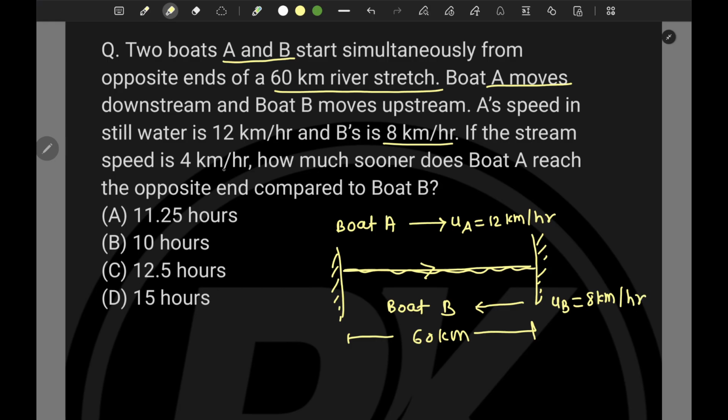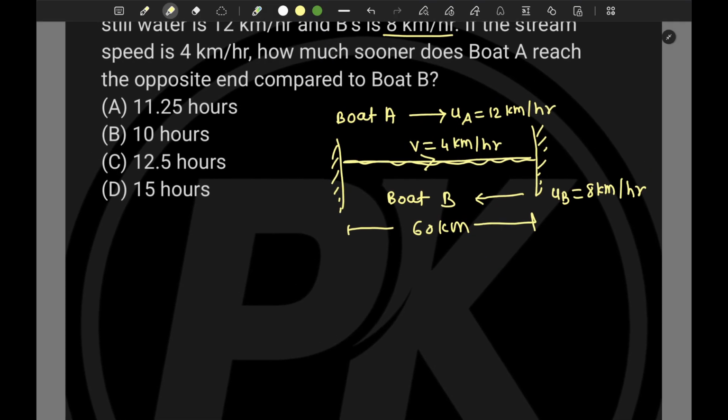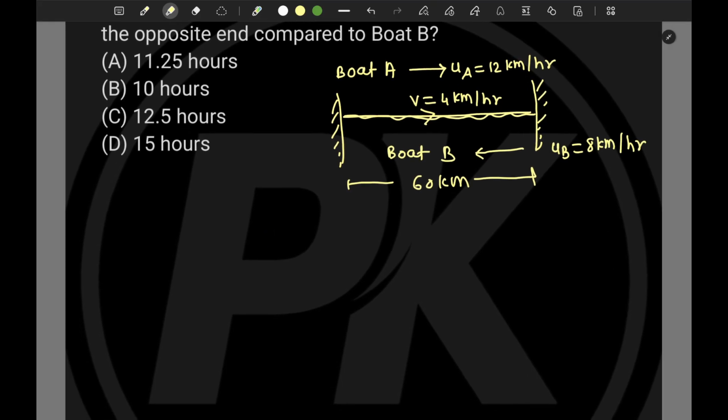If the stream speed is 4 kilometer per hour, so stream speed V is also given, which is 4 kilometer per hour. How much sooner does boat A reach the opposite side compared to boat B? This is kind of an inverse problem which we have seen in previous examples, because previously they gave the time difference, that this is taking 4 hours more, 5 hours more. Now we need to find out how many hours more in this problem. The problem is very simple, so let's try to solve it.